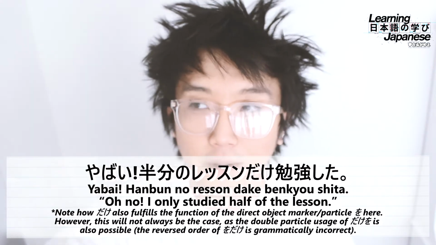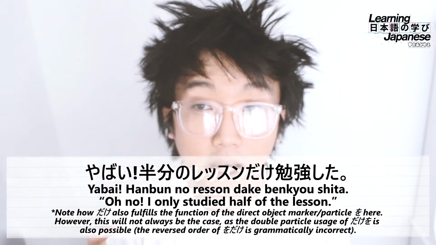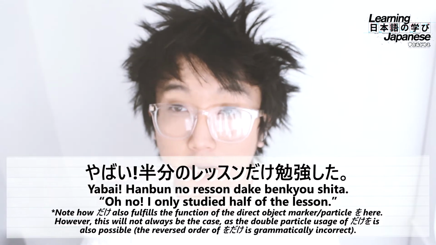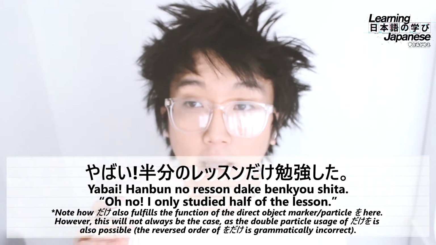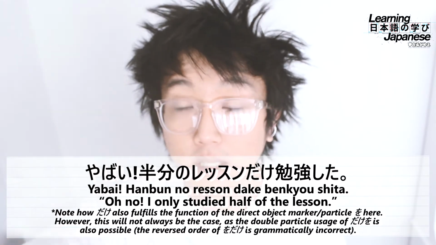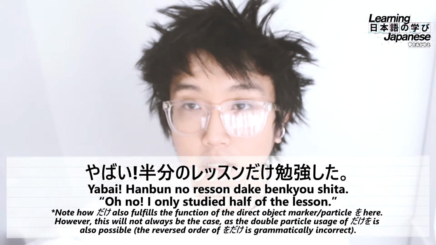So we're using dake here with a noun again. Don't sweat that too much. Let's move on. So we're going to see now that the noun of a noun modification, hanbun no lesson, is also going to be the direct object of our sentence, as in it's the thing that I did the action upon, basically. The action that I did is going to be the verbal noun benkyou suru, which means to study. It's in the past form, so suru turns into shita, so benkyou shita is going to mean studied.